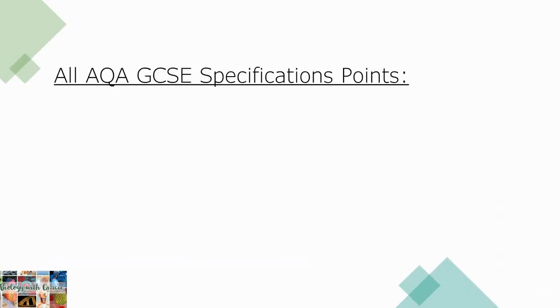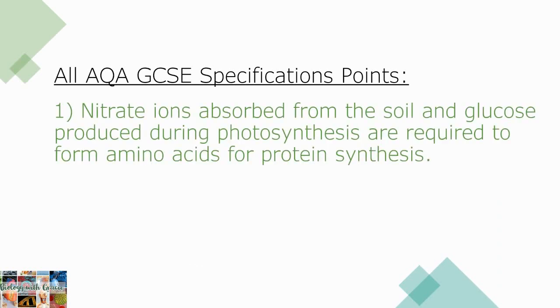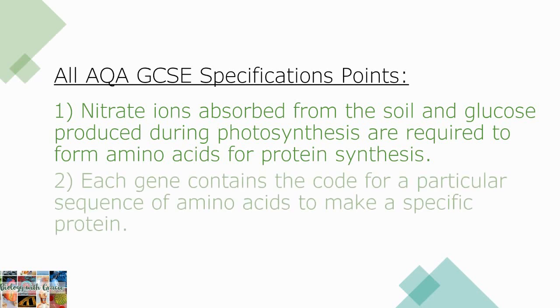There are a couple of points that are included on all of the AQA GCSE specifications. The first one is nitrate ions absorbed from the soil and glucose produced during photosynthesis are required to form amino acids for protein synthesis. The second point is each gene contains the code for a particular sequence of amino acids to make a specific protein. I'm going to talk about these 2 points in slightly more detail in the next few slides.